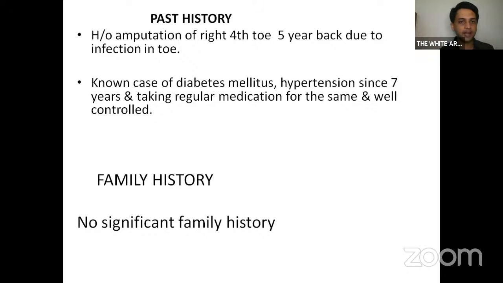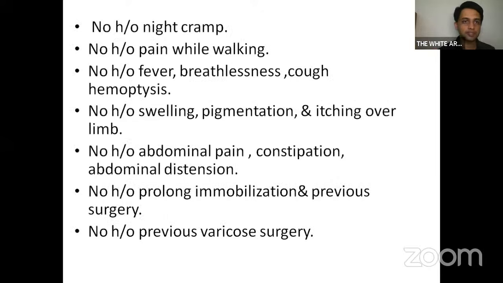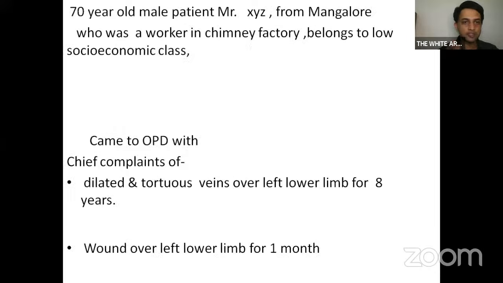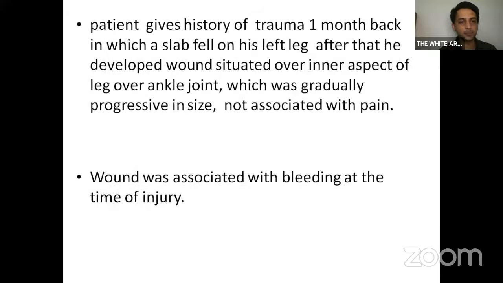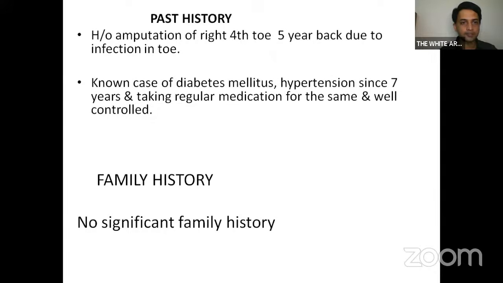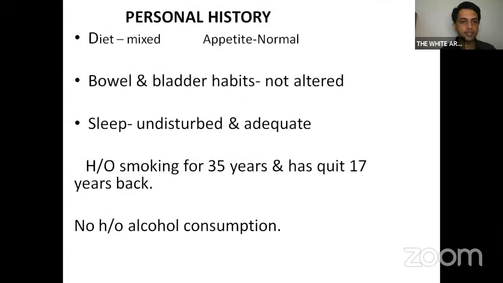He is a known case of diabetes mellitus and hypertension for 7 years, on regular medication. That need not be in the past history, because past is once cured is past. But the comorbidities he is still having, you can write in the HOPA itself. Next, family history.